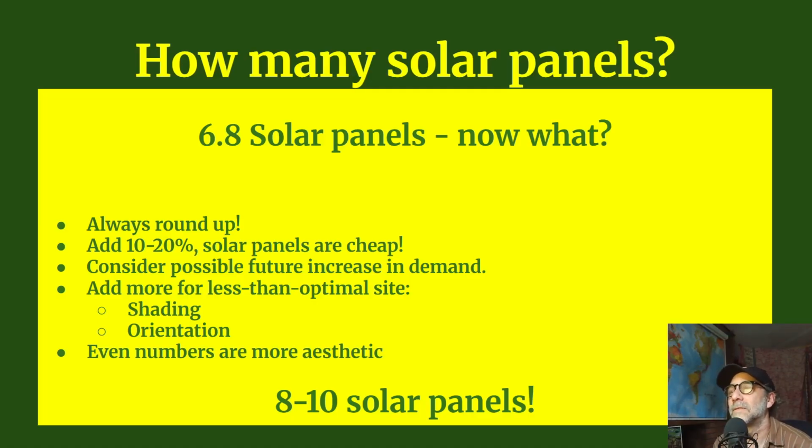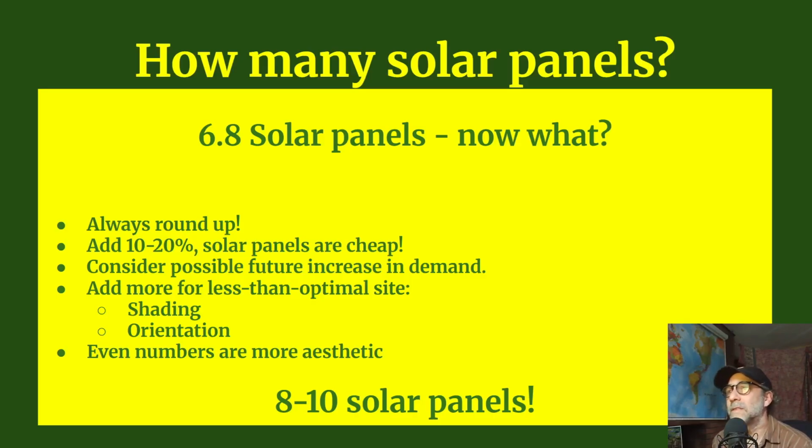All right, so our equation tells us 6.8 solar panels, but we have to account for a few things. First thing is, obviously, we can't have 0.8 of a solar panel, so we're going to round up. We'll start with 7. Then we're going to add another 10 to 20%. That's because solar panels are pretty cheap today, and it's better to have a little bit more solar panels than you need than not enough. Then we want to think about, are the people going to possibly increase their energy use in the future? And if they are, we would add some more panels for that.